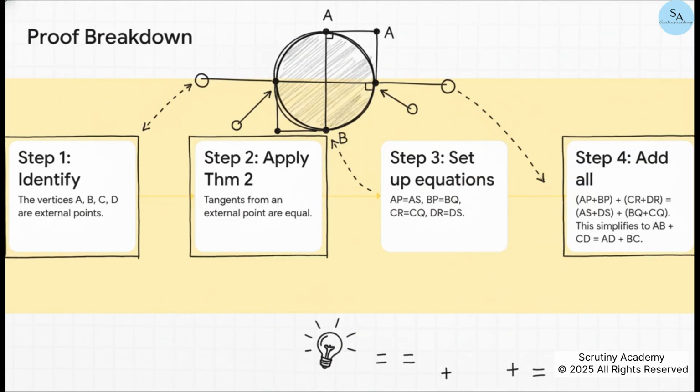The secret here is to see that each corner of the quadrilateral, A, B, C, and D, is an external point. And from each of those points, we have two tangents to the circle, so what does Theorem 2 tell us? It tells us that AP equals AS, BP equals BQ, CR equals CQ, and DR equals DS. We just write down those 4 simple equations. Then we add them all up. And like magic, the terms rearrange themselves perfectly to prove that AB plus CD equals AD plus BC. It's an amazing example of how one simple rule can solve what looks like a really complex proof.